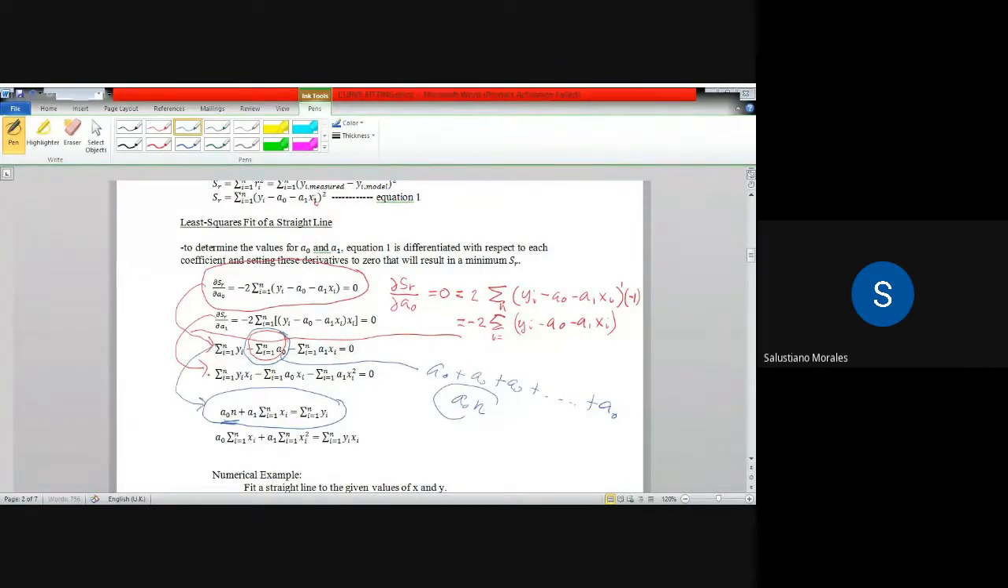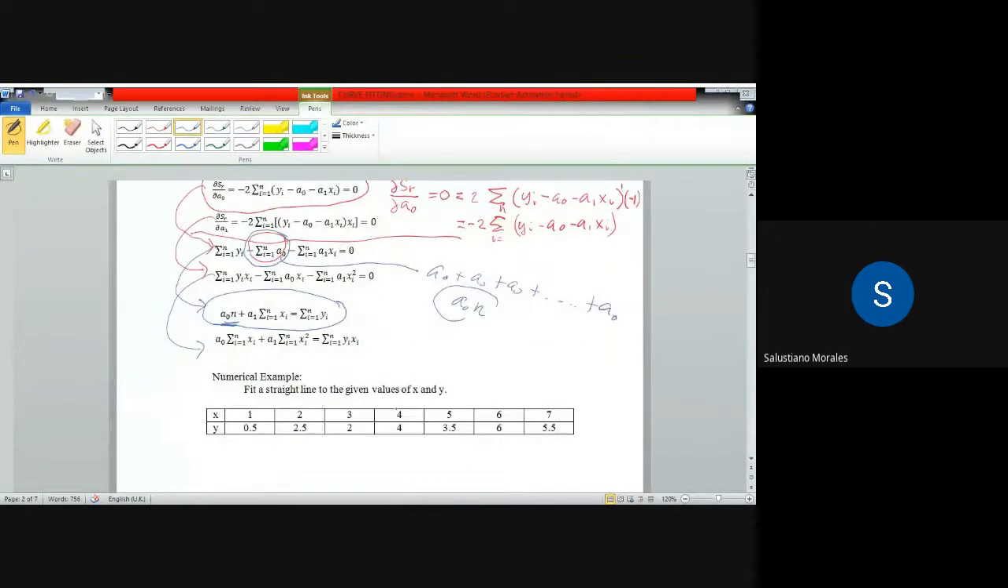And then for the next one, we do the same. We simplify the equation further and rearrange. Then we arrive at this equation. So it should be A0 multiplied by the summation of xi, where i is always from 1 to n, plus A1 times the summation of xi squared, equal to the summation of the product of y sub i and xi. So these are the two equations that we will use to solve for the values of A0 and A1.